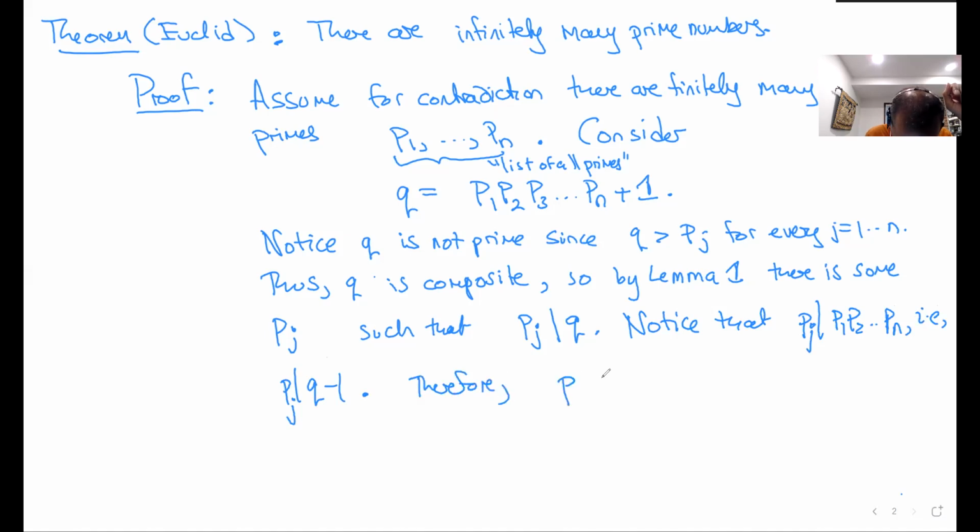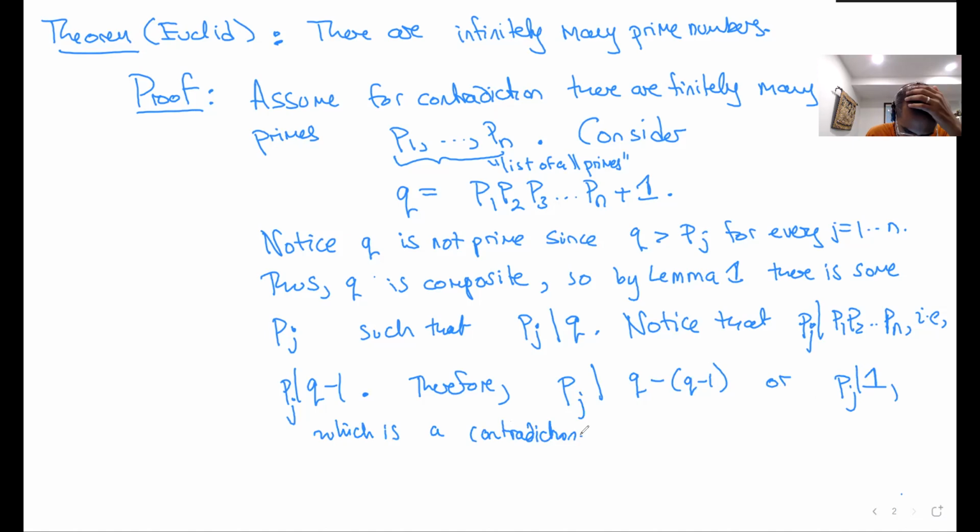therefore, P divides Q minus (Q minus 1), right? Because if P divides A and P divides B, then P divides A minus B. So P divides 1, which is absurd. Which is a contradiction. Or Pj, sorry. So therefore, our assumption is wrong, and there are infinitely many primes.